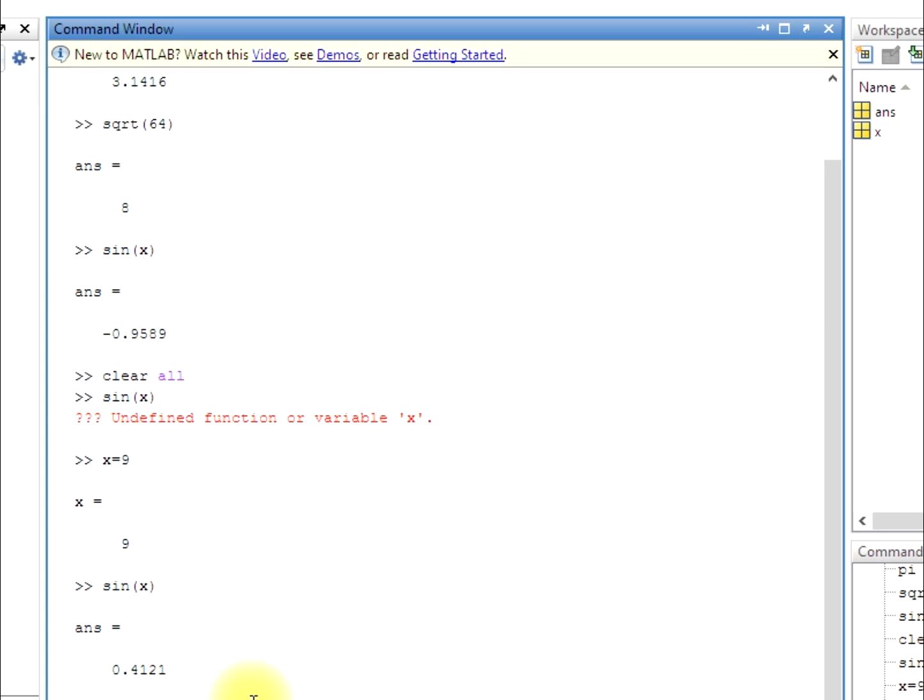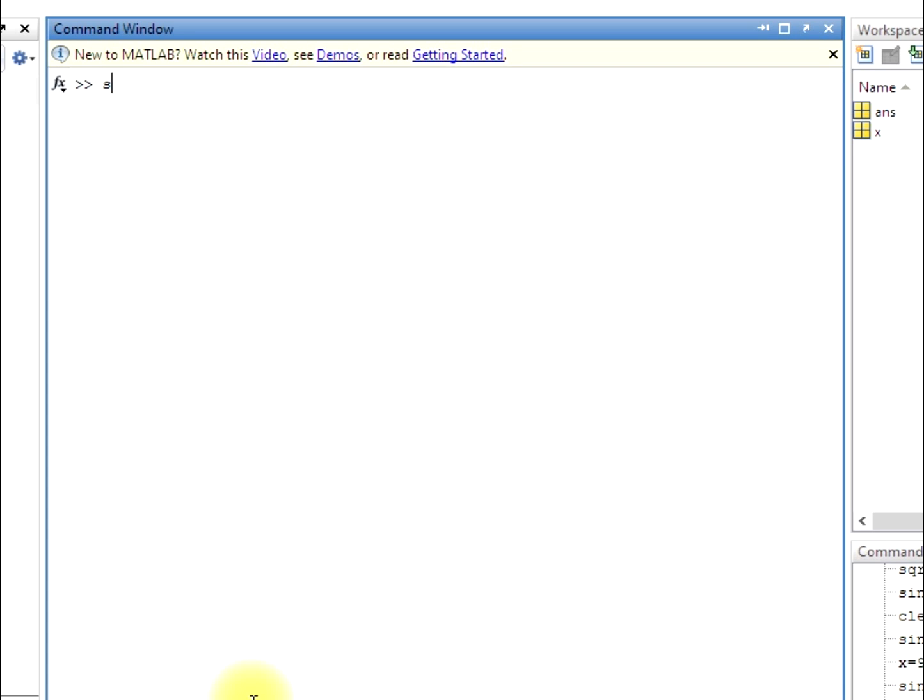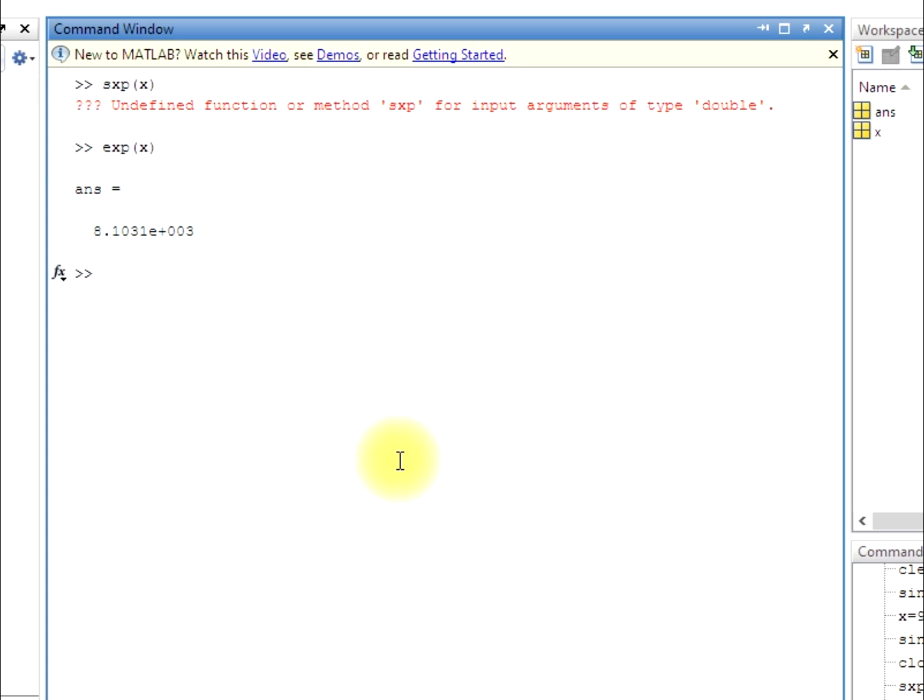Other mathematical functions are exponential, exp. Use exp of x. Undefined function, sorry, I typed it wrong, it's exp. When I hit enter, it gives the exponential value of x. Then you can use factorial of x, and that will give the factorial value.